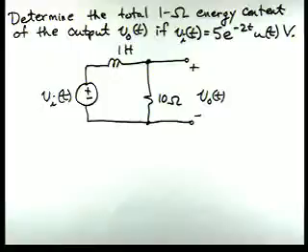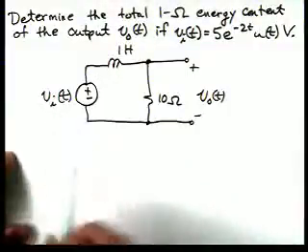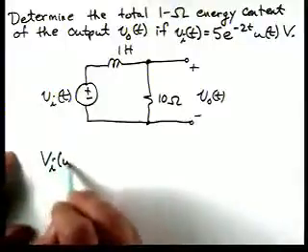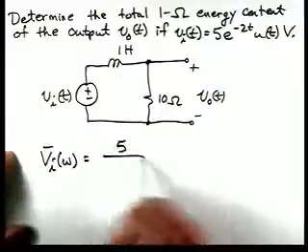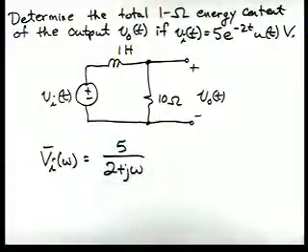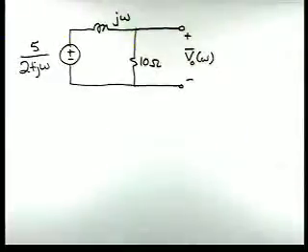To start off with, we need to convert to a frequency domain circuit. And if we notice, we'll need to take the Fourier transform of our source. If we look at the Fourier transform for our source, then Vi of omega is 5 over 2 plus j omega. So now our frequency domain circuit, notice we've taken our inductor and its impedance now is just j omega.